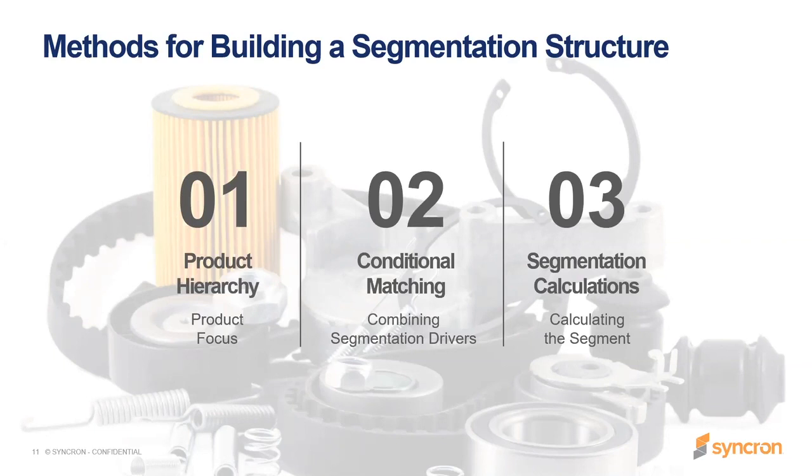The second one is conditional matching, combining information across the product. For example, who is the supplier? What competitive information do we have? Looking a lot more at the commercial aspect. We call that conditional matching. And then we have a third one that we call segmentation calculation. And that is using information like the price differentiators to be able to make a calculation or an estimation of a segment that the item should be a part of.